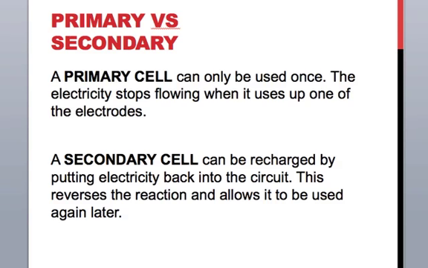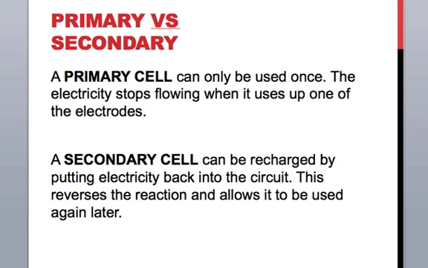One last note, primary cells are basically batteries that can only be used once. The electricity stops flowing once it's used up all of an electrode, or the electrolyte becomes saturated, or the chemical reactions that need to produce electricity just come to a stop. This is different from a secondary cell. A secondary cell can be recharged by running electricity back through the circuit in reverse. So this reverses the chemical reaction and allows it to be used again later.